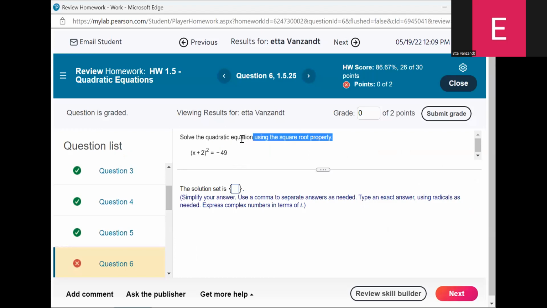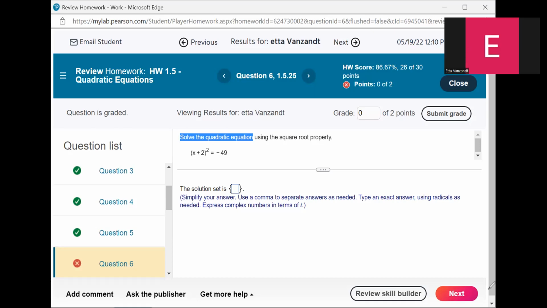Notice that this says solve the quadratic equation using the square root property. Now, if you're lucky and they tell you solve it this way, they are telling you the most efficient way to solve it. If it had only said solve the quadratic equation, period, then you have to make a decision on how to approach it. And what we did on the whiteboard isn't necessarily wrong, but it's not the most efficient technique. And here's the reason why.